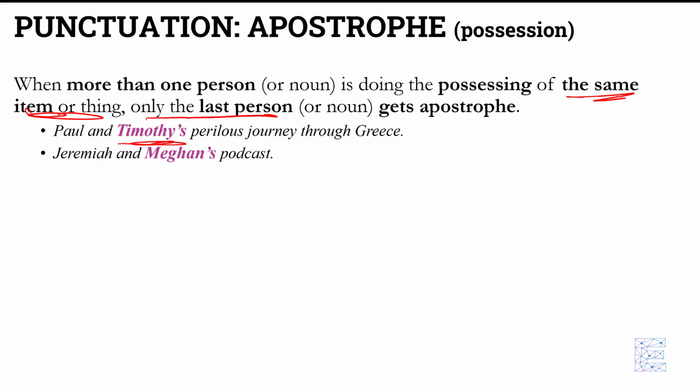Now, here's another example. Jeremiah and Megan's podcast. Who owns this podcast? It is both Jeremiah and Megan. They own it together. So only the second person gets the apostrophe S.